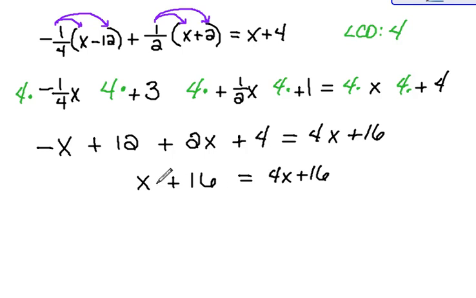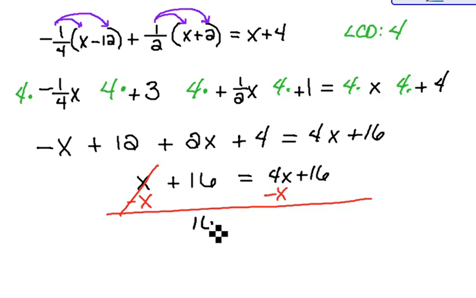Now, we need to start combining the rest of our like terms, so we can put our x's together. I think I'm going to go ahead and do minus x and move it over to the right. So x minus x is 0, that's gone. So on the left hand side we have 16 equals 4x minus x, which would be 3x plus 16.